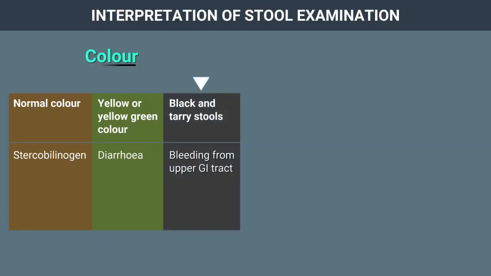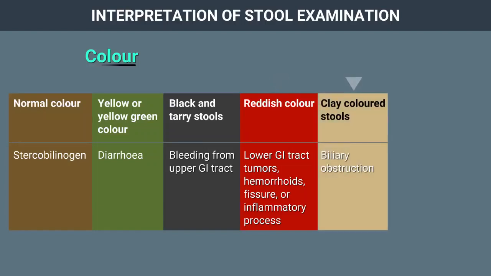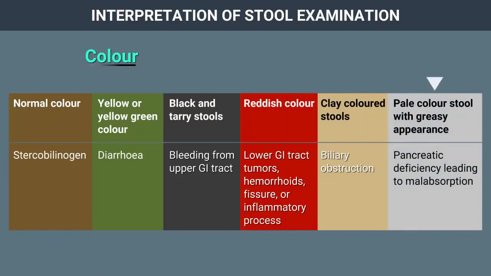Black and tarry stools may be seen due to bleeding from upper gastrointestinal tract. Reddish color is seen in case of lower GI tract tumors, hemorrhoids, fissure or inflammatory process. Clay-colored stools are due to biliary obstruction. Pale colored stools with greasy appearance are due to pancreatic deficiency leading to malabsorption.